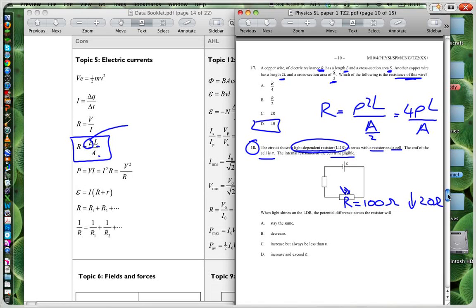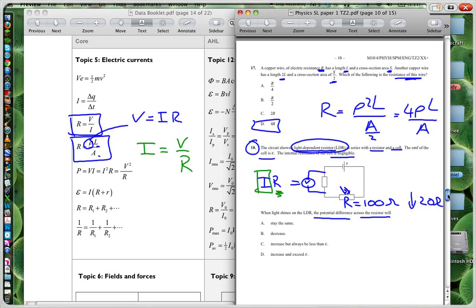Now we want to find out what will be the potential difference across the resistor when light shines on it. So this resistance is actually going to decrease. Now the potential difference across here, V, would equal I times R from this formula over here. V is equal to I times R. Now the resistance should remain the same, but what about the current? Well, the current in the whole circuit is actually going to increase, because I is equal to V over R, and that's in the total circuit.